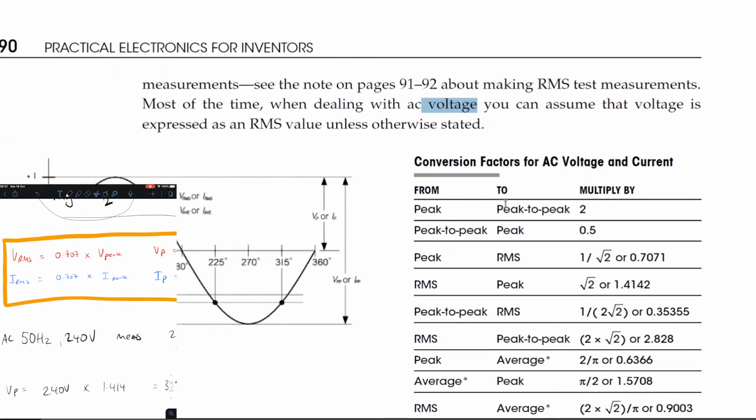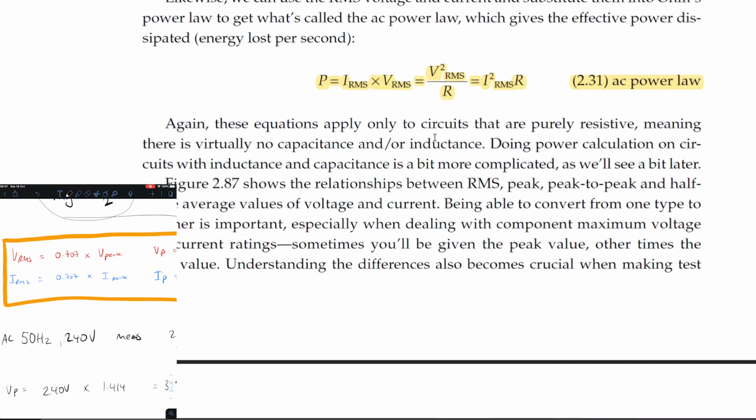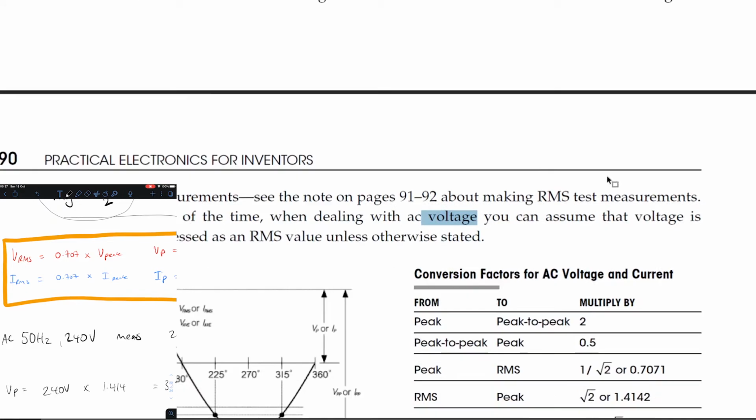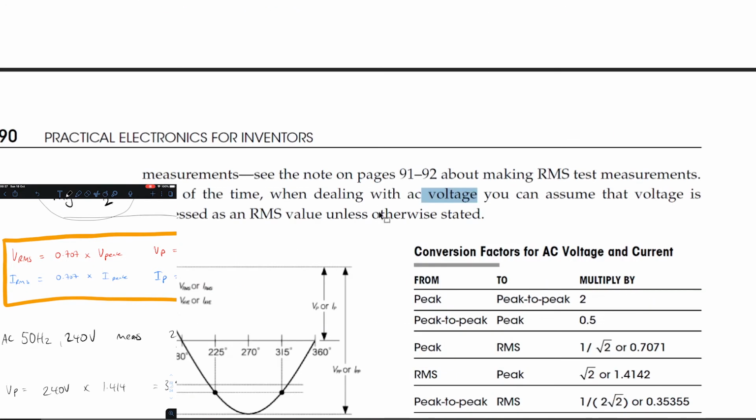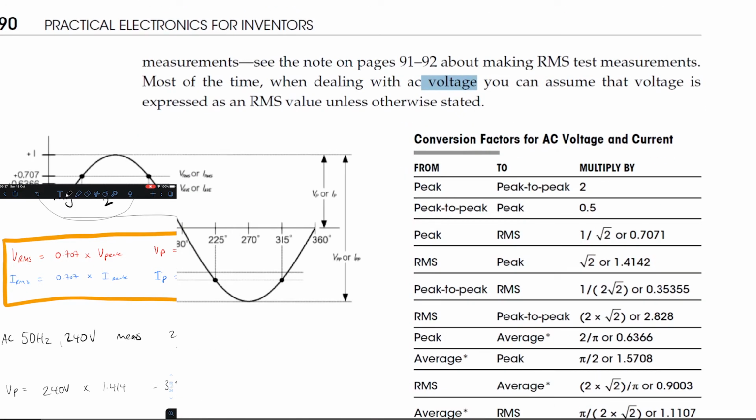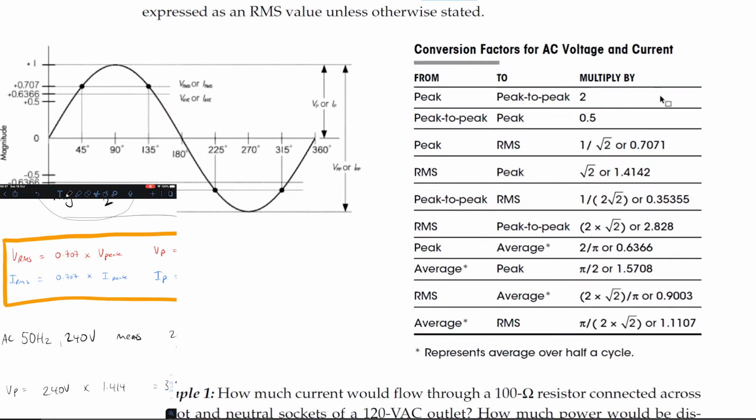Okay. So they were saying something about up here. Figure 2.87 shows the relationships between RMS. Was it 2.87? Is it this one, or are we talking about this here? The relationships between, so from peak to peak, you just multiply by 2. Why is that?